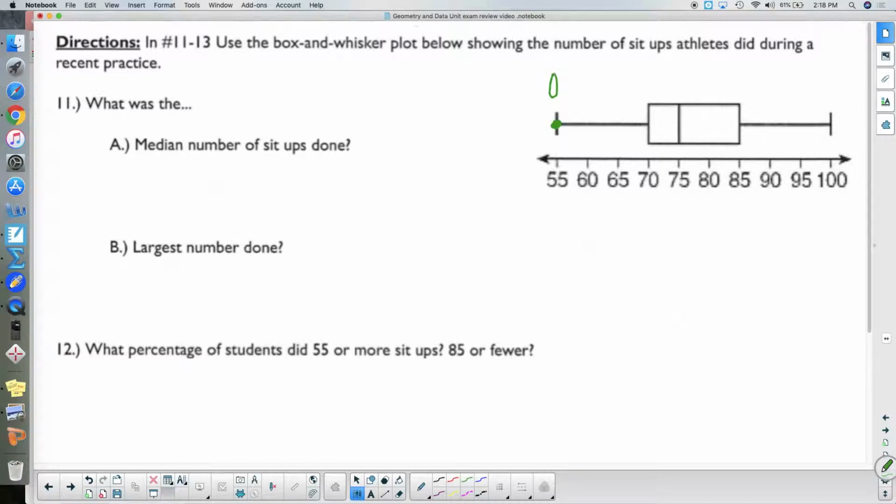So this would be the 0 percentile, meaning nobody scored any lower than that. Then the next dot at the start of the box is the beginning of the 25th percentile. If you did 70 sit-ups, then 75% of the athletes did more than you, 25% of the athletes did fewer than you. 75 is the median then, that means we're at the 50th percentile, where half the athletes did more than 75 and half did less.